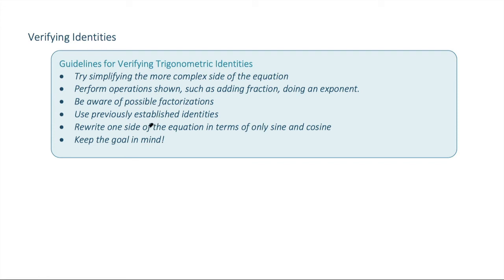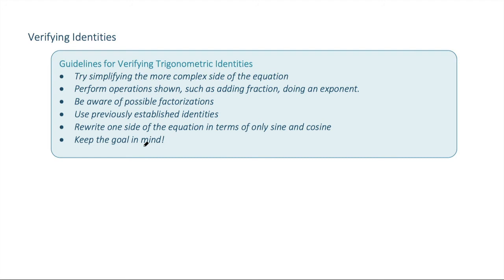If you're really stuck, one thing that can often help is to rewrite one side of the equation in terms of only sine and cosine functions. Since all of our trigonometric functions can be written in terms of sine and cosine, that can often help to simplify things. And then always remember where you're trying to get. What is the expression that you're trying to end up with when simplifying one side of the equation?